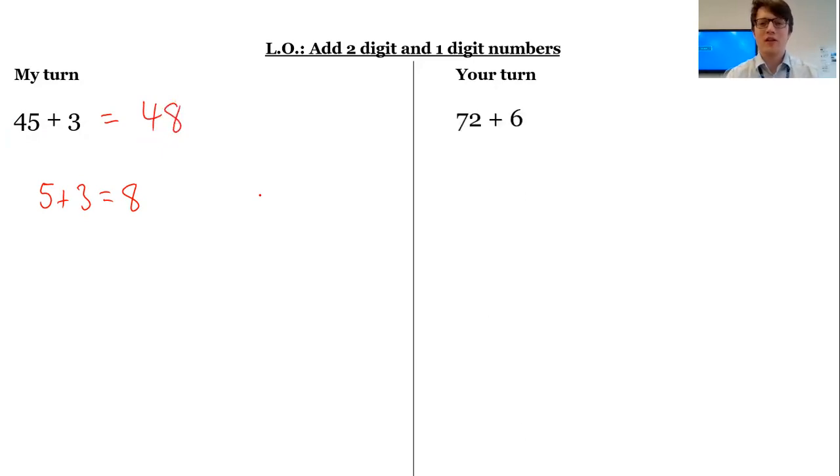So you also have a go at this, think what number bond can I use? Oh yeah, I've got 2 add 6. If I know that, then I can also do 72 add 6. Pause the video, come back when you're ready. Okay, hopefully you got 2 add 6 is 8, so 72 add 6 is going to be 78.